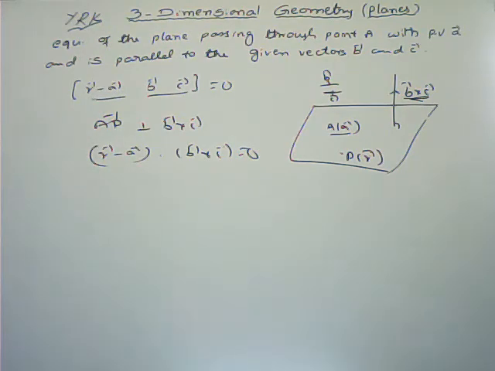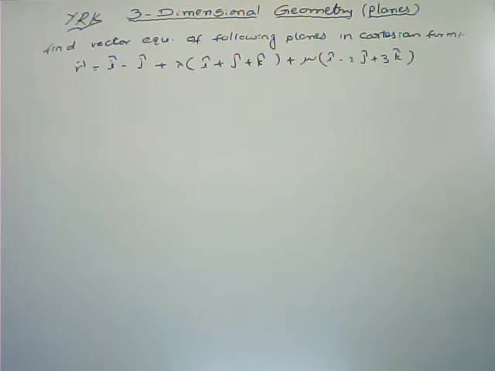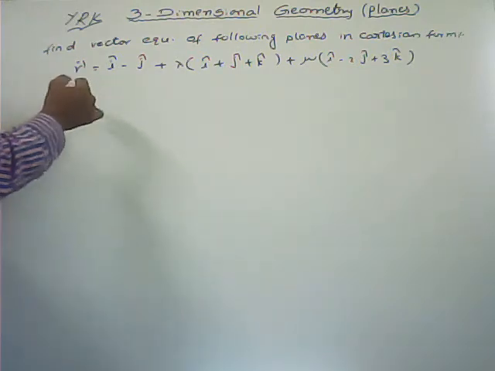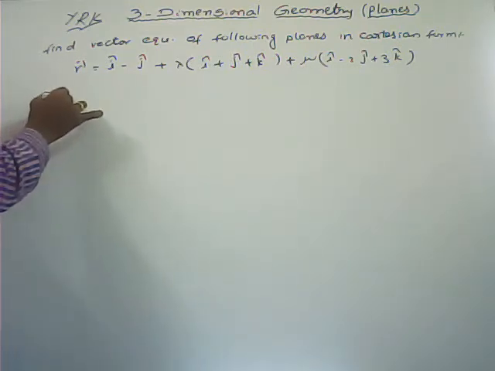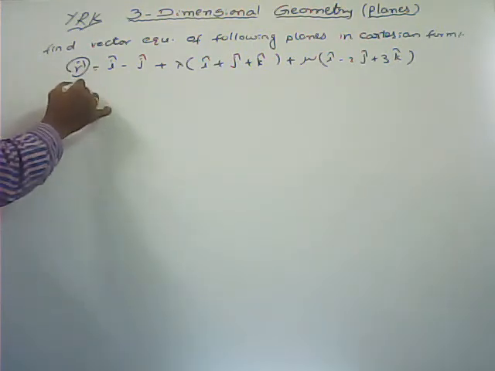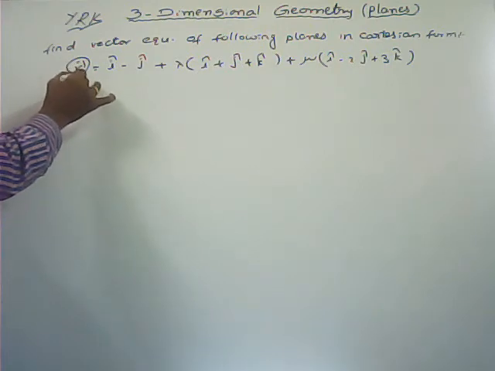That is the equation of the plane. Here, find the vector equation of the following planes in Cartesian form. Here what I am doing: r bar equals x i cap plus y j cap plus z k cap. In the place of r bar I am taking x i cap plus y j cap plus z k cap.